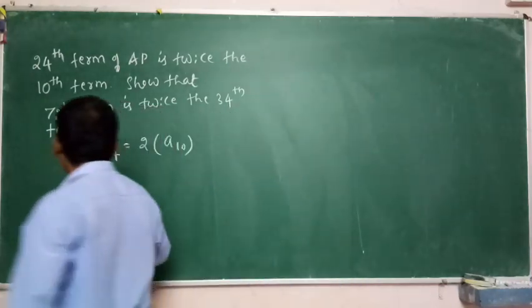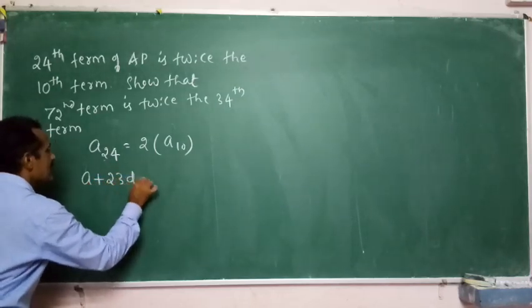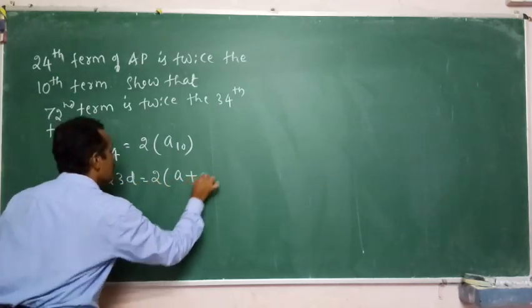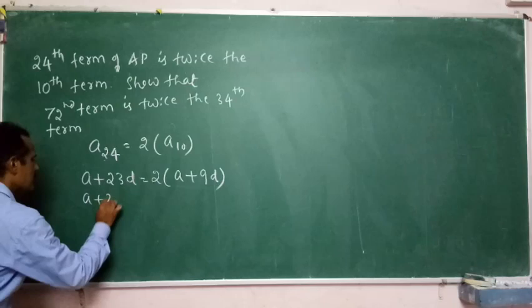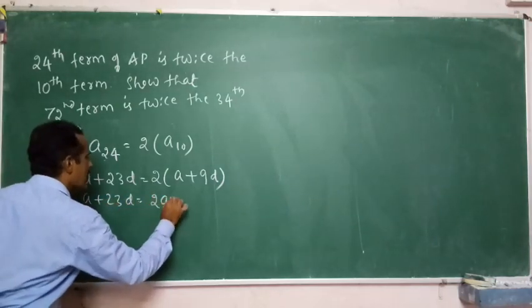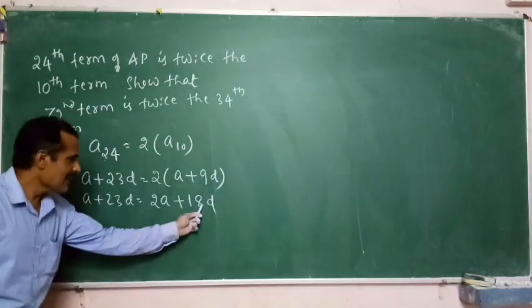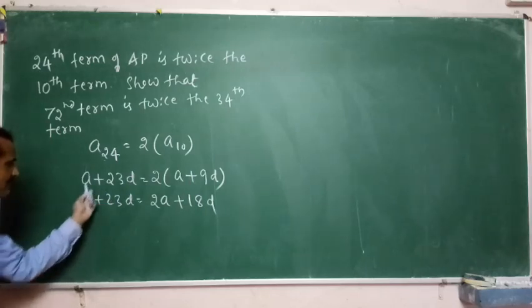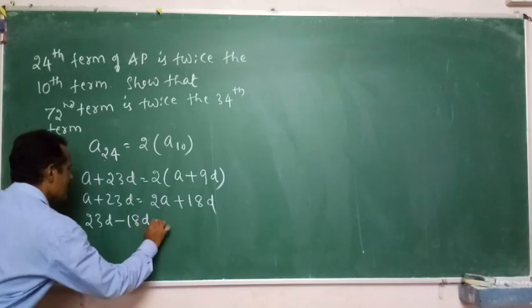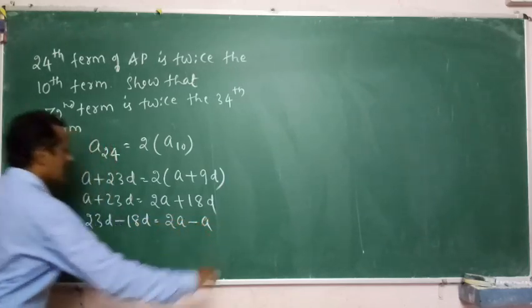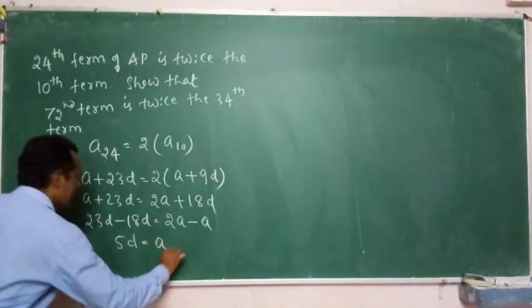I will solve accordingly. Apply the formula. A plus 23D is equal to 2 times A plus 9D. Open the bracket: A plus 23D is equal to 2A plus 18D. I will bring 18D here and take A to that side. It is 23D minus 18D is equal to 2A minus A. It is 5D is equal to A.